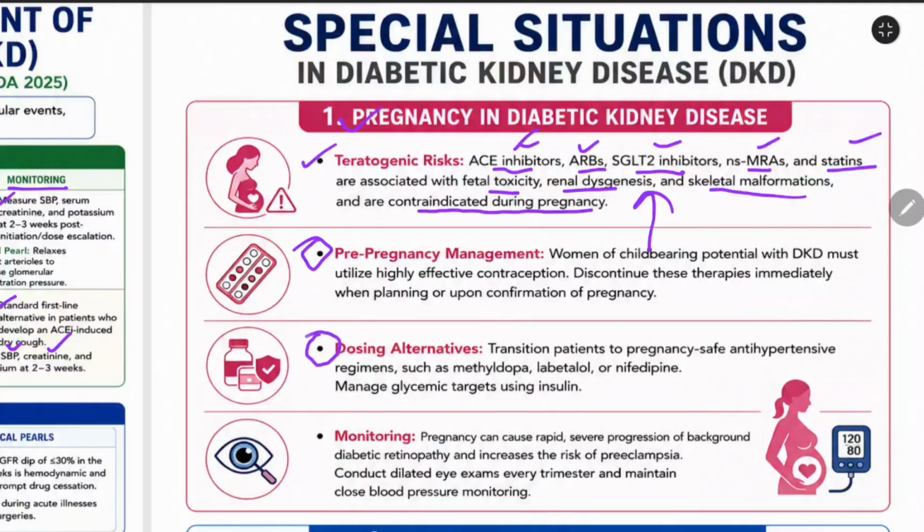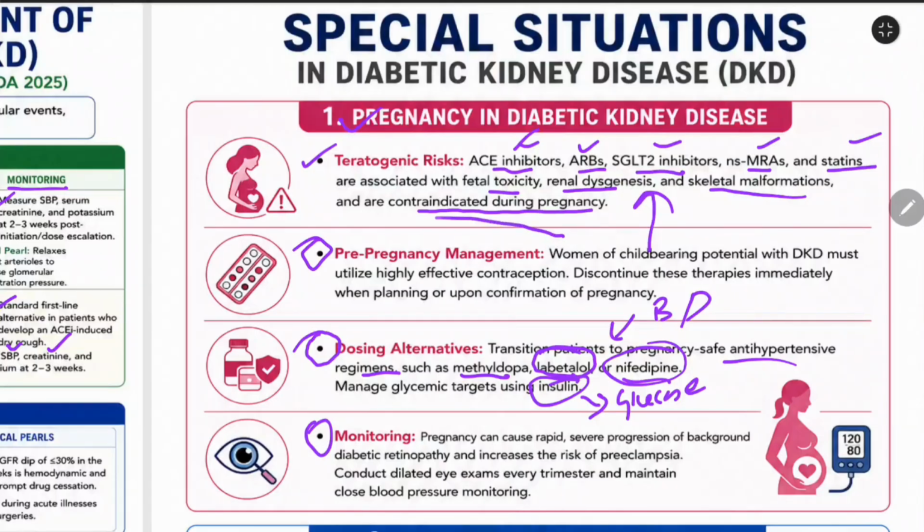Now, what alternate drugs should we use if we don't use these? Transition patients to pregnancy safe antihypertensive regimens like methyldopa, labetalol and nifedipine. So commonly used are labetalol and nifedipine for BP control and insulin for glucose control, because insulin doesn't cross the placenta. And then monitor.